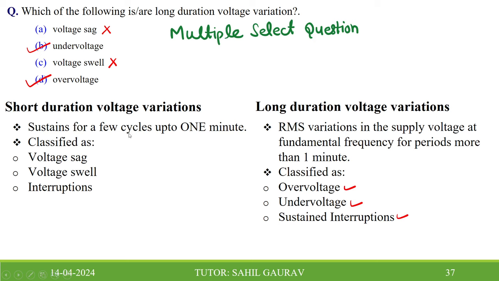Short duration voltage variations sustain for a few cycles up to 1 minute and are technically classified as voltage sags, swells and interruptions, while long duration variations sustain for a period of more than 1 minute and can be classified as overvoltage, undervoltage and sustained interruptions.